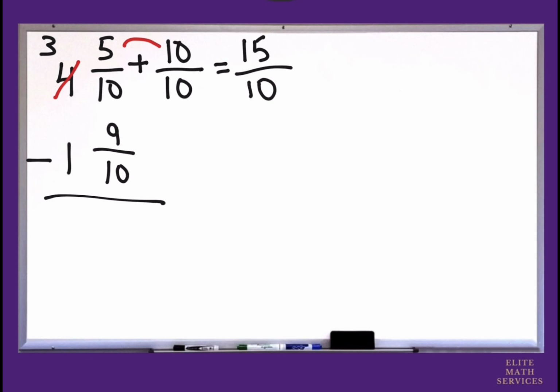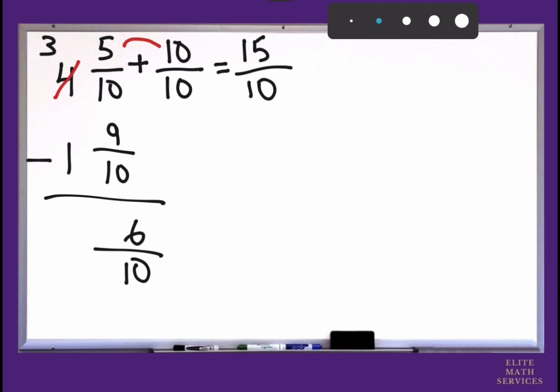Now we can subtract 9 from 15. And 9 from 15 gives us 6 over 10. Remember, our denominator always remains the same. Now, the last and final step is to subtract our whole numbers. So 3 minus 1 gives us 2.